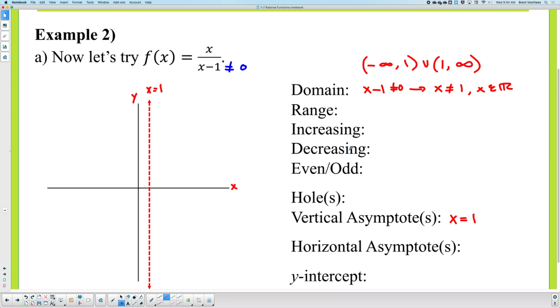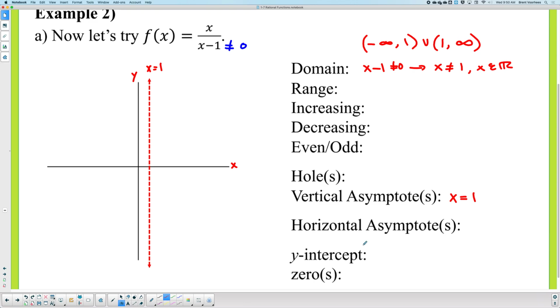Okay, the range. We'll get to the range in a second. We'll do increasing, decreasing, even, odd, and all in a second. I'm going to skip down to the y-intercept. To find a y-intercept, you substitute a 0 in anywhere you see an x. So the y-intercept would be located when you have 0 over 0 minus 1. Erase this. 0 over 0 minus 1. That's what you do. You plug in a 0 for any x.